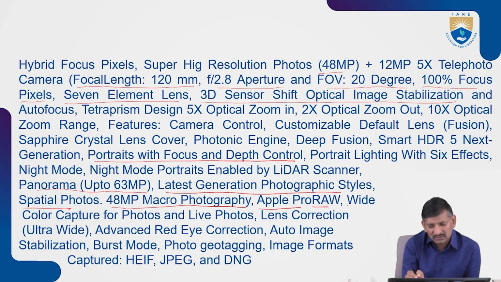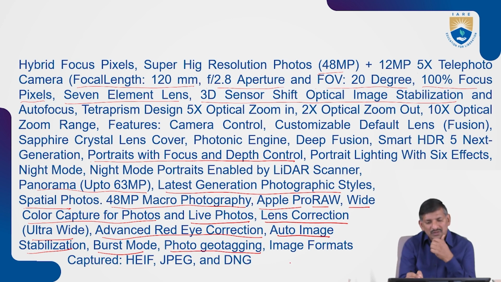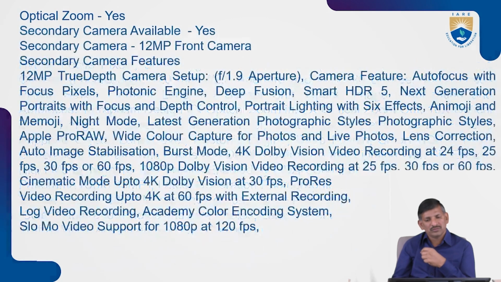Apple ProRAW, wide color capture for photos, Live Photos, lens correction, ultra wide, advanced red eye correction, auto image stabilization, burst mode, photo geotagging, we can capture the current location. It captures images in formats JPEG, DNG, HEIF. All these are the image features. Based on requirement, we may use one or a few.